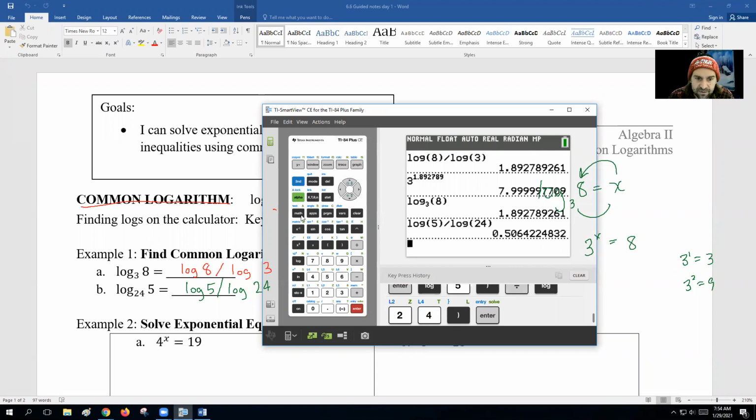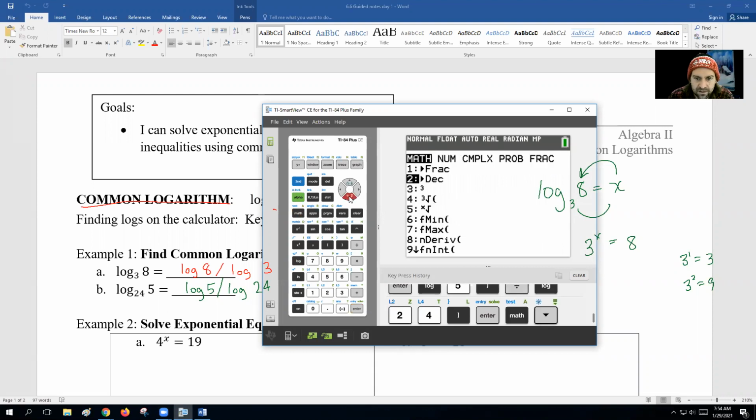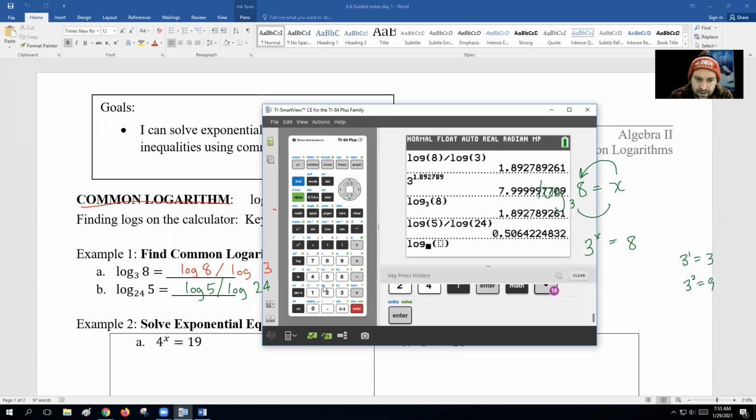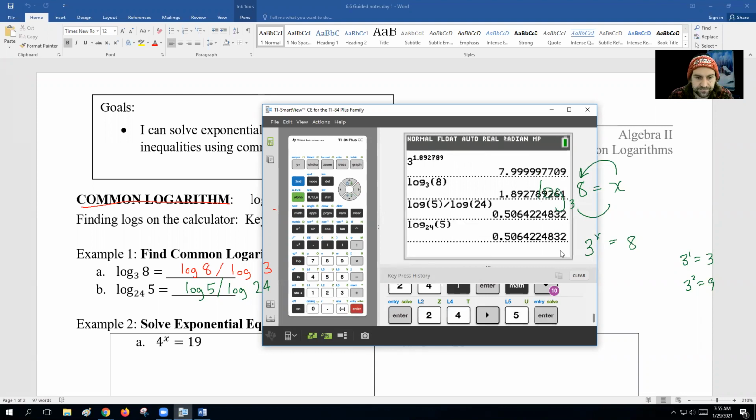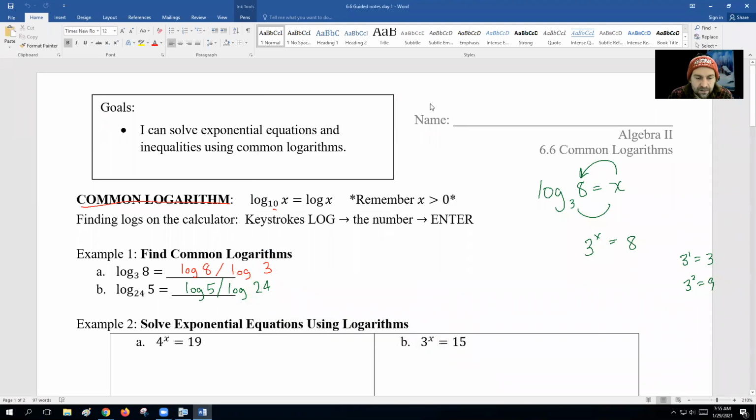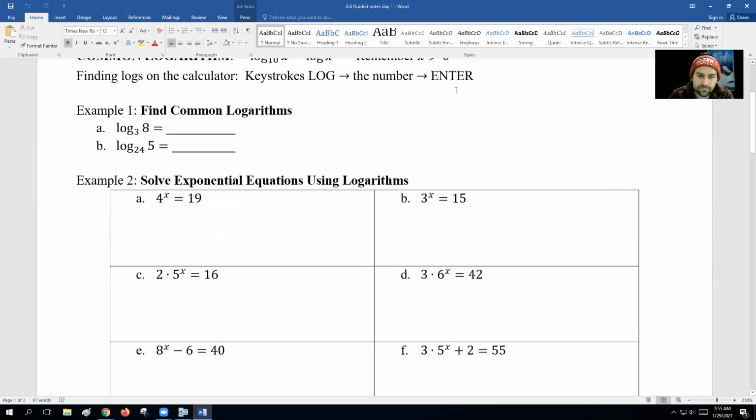Okay, let's just double check here, or we can do the math. We can scroll all the way down to choice A here. Log base 24 of 5. So either way, when we type it in, we get that answer. Okay, now let's use that technique to help solve some equations where we don't know the exponent.